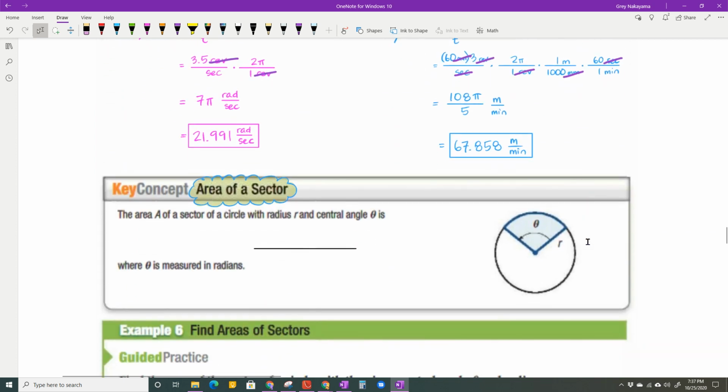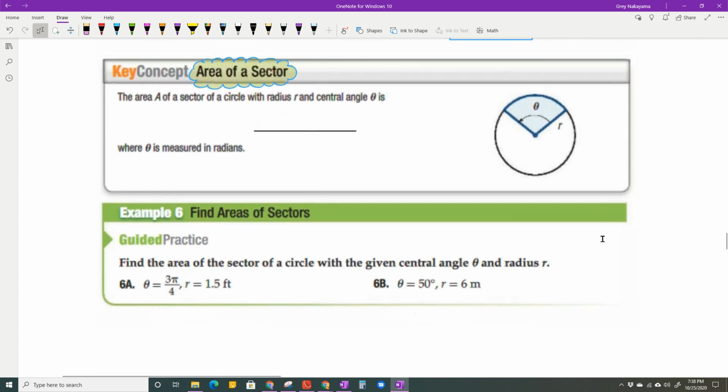Okay, last thing we've got to talk about, area of a sector. You had this formula last year, but that formula dealt with degrees. This formula is dealing with radians. Our central angle theta is in radians, and it says the area equals 1/2 r squared theta. And again, as I keep saying, theta has to be in radians.